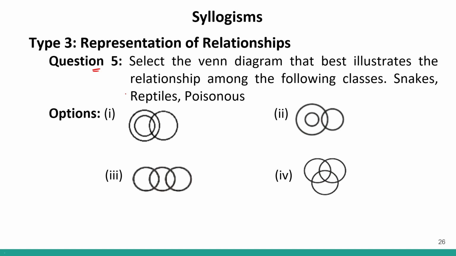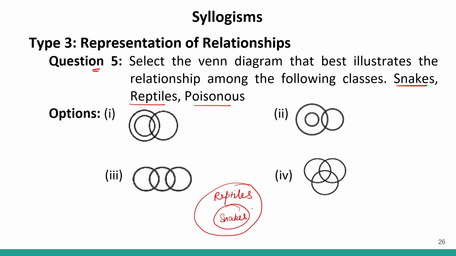Question number 5. Select the Venn diagram that best illustrates the relationship among the following classes: snakes, reptiles and poisonous. So I know that reptiles is a larger class, correct? Within reptiles, we can have snakes, correct? Snakes are a type of reptiles. And there are many animals that are poisonous. Some animals that are poisonous can be reptiles, and some animals that are poisonous can be snakes as well. So this will be the correct representation, and this is given in option number 1. So option number 1 will be the correct answer to the question. Clear?